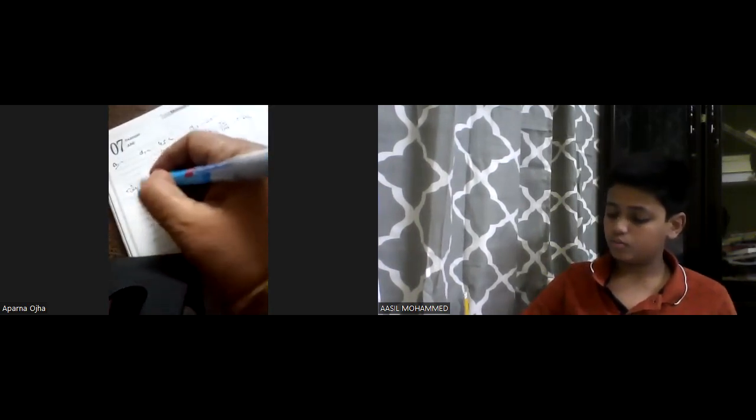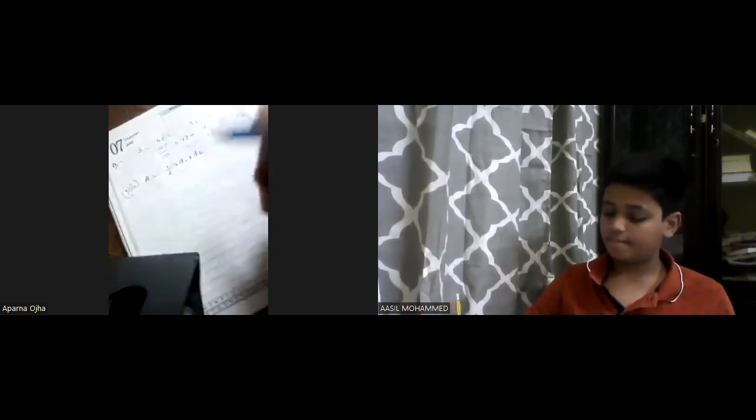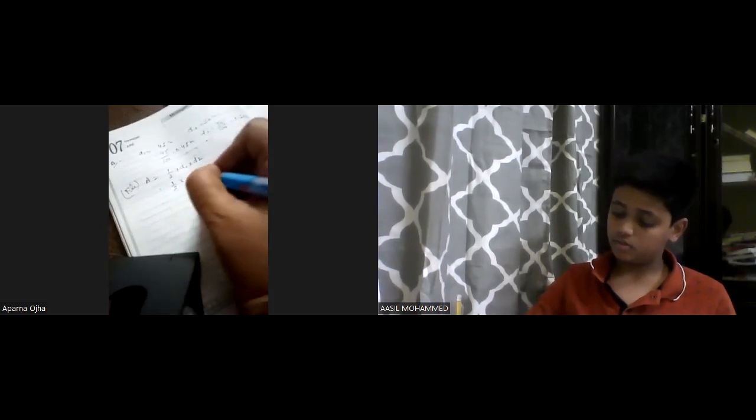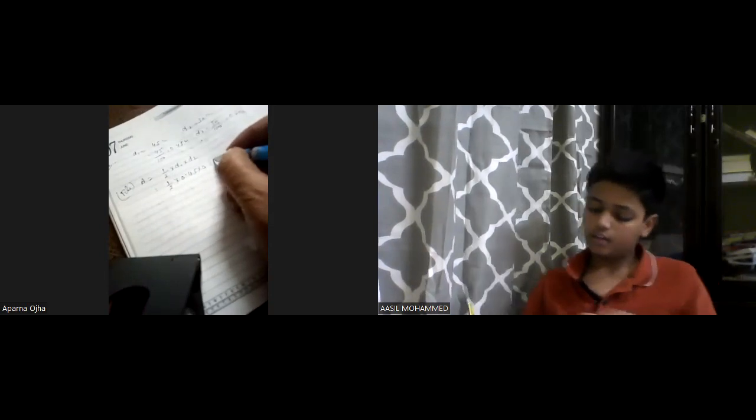Area of the one tile is this one. This is of one tile. Okay? Tile area.